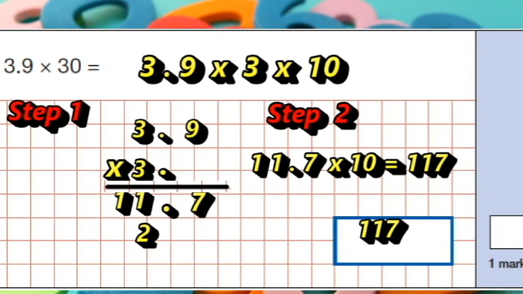I now need to multiply this by 10. Remembering when I multiply by 10, my number becomes 10 times greater. So my number now reads 117.